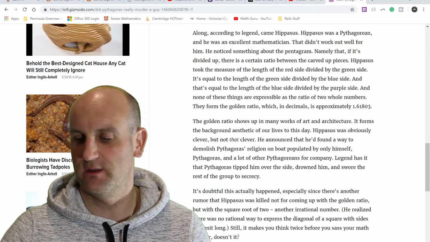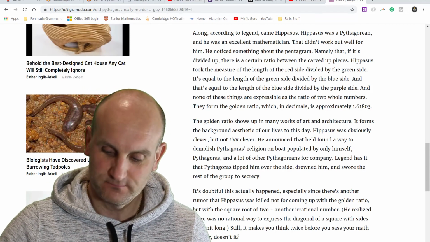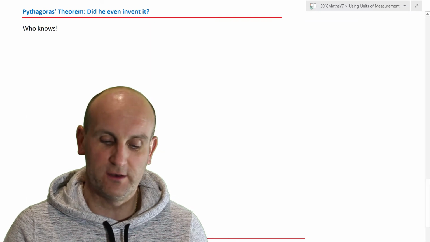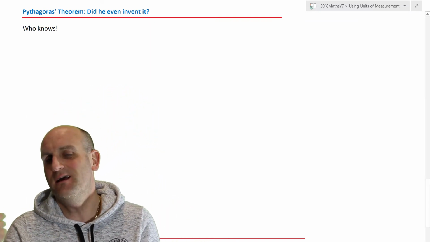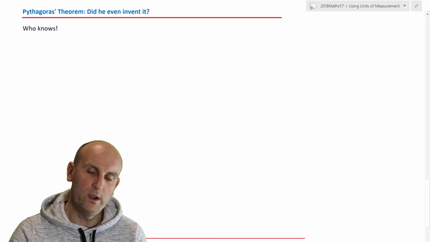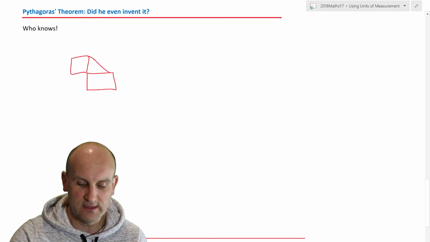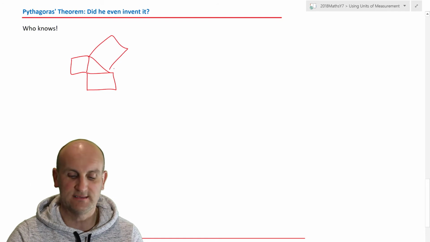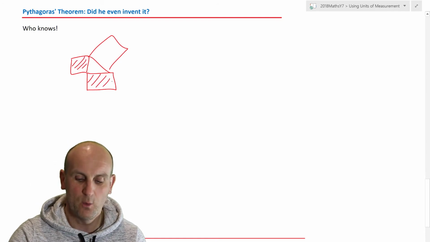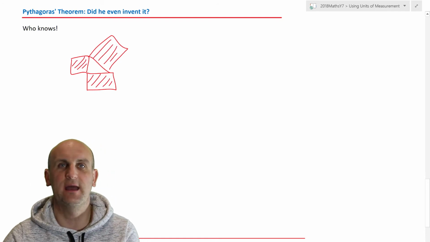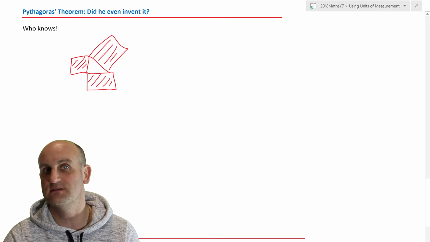No one really knows whether Pythagoras actually created this rule or not, or whether it was one of his students, but who cares? The point of it is, someone came up with this idea about the areas of squares, that for certain squares, when we add the two smaller squares together, or the areas together, they gave us the area of the bigger square.